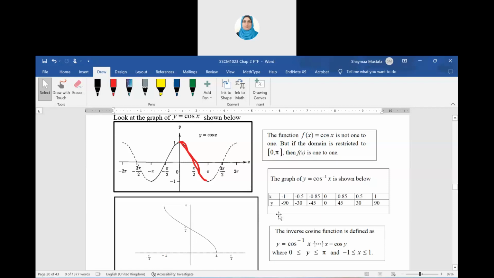So you cannot take any values of x that are more than 1 or less than minus 1, because your domain here is minus 1 to 1, which is the range of the original function. The range of the original function becomes the domain of the inverse. The restricted domain from 0 to pi becomes your range. So y is from 0 to pi for cos inverse, and x from minus 1 to 1.